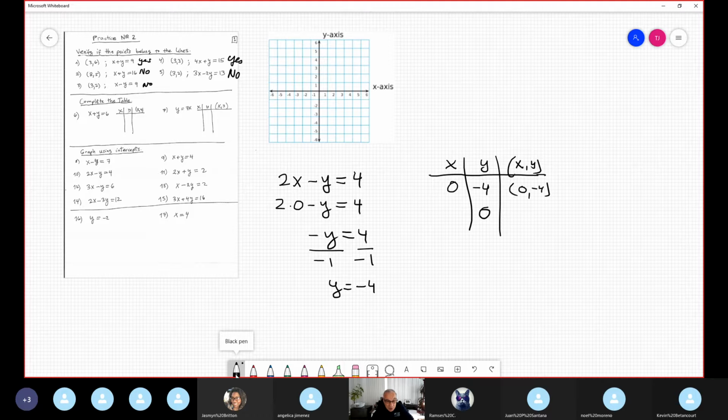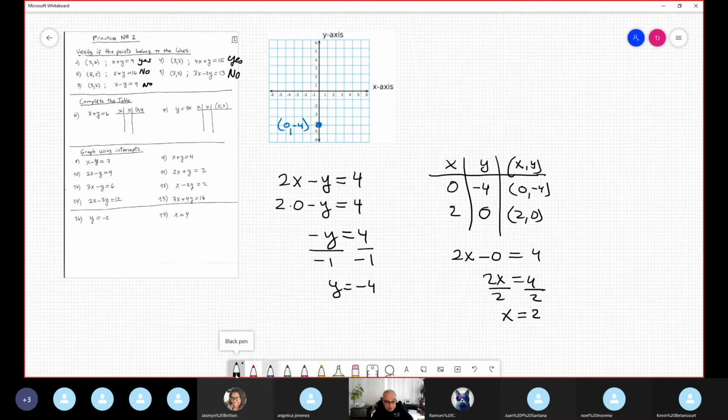I plot that. Where? Here. 0, negative 4 is here. But I need 2 points. The second point is using y equals 0 in the substitution: 2x minus 0 equals 4. 0 is nothing, 2x equals 4, divided by 2 because I want to solve for x. 4 divided by 2 is 2, and the point is 2, 0.